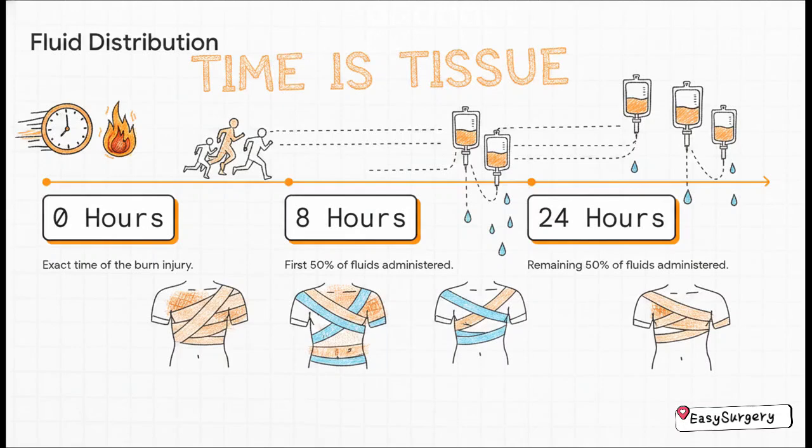Remember the golden rule. Time is tissue. You have to administer the first 50% of those calculated fluids within exactly 8 hours from the actual time of injury, not the time they rolled into the hospital, the time they were injured. The remaining 50% is then given over the next 16 hours. So, if a patient arrives late to you, you've got to give rapid catch-up fluids to complete that first half before that 8-hour window from the injury time slams shut.